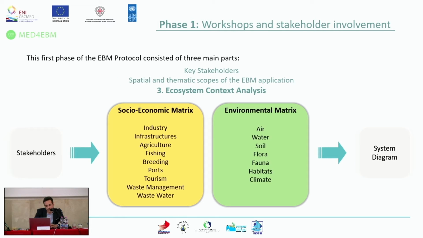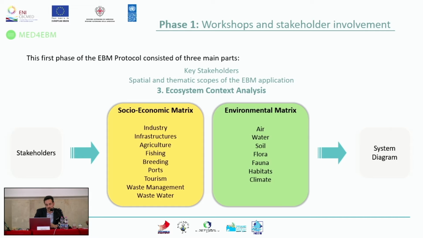The aim of the third part, which is the ecosystem context analysis, was to define the environmental and socioeconomic components that the stakeholders consider distinctive in our area. The following step was to spatially organize the components in a framework, and in this framework, all the components are represented by an arrow or a box. Of course, as Eduardo said before, the framework takes the name of system diagram.